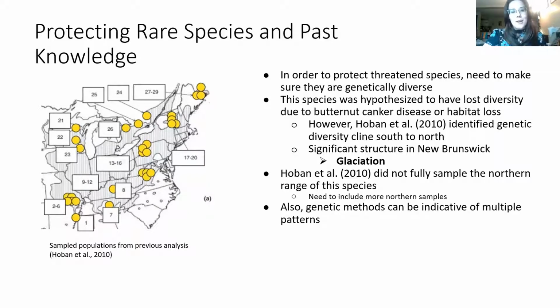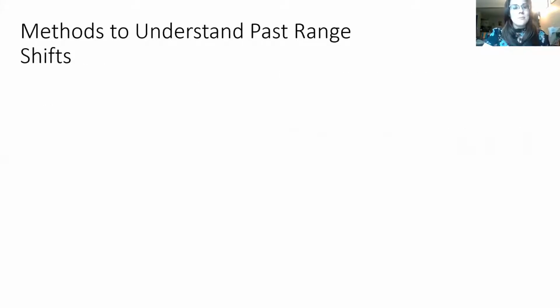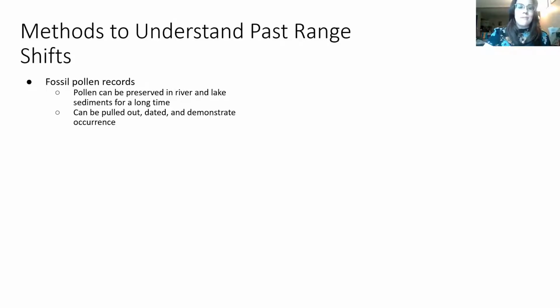Also, if we want to understand the past movements of the species, we can't just look to genetic data. Genetic data generally is shaped by multiple evolutionary influences, so unfortunately it can't tell us everything we need to know about past range shifts. So we need to include more direct observations of things that were happening in the past. And we can do this by adding different types of data, one of which is fossil pollen records.